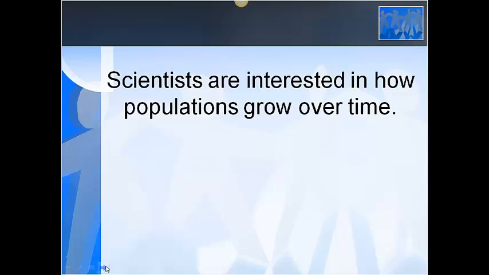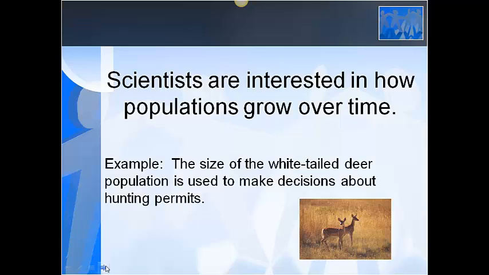What we are interested in in this class is how populations grow over time. So you don't need to write this down, but this is the direction we're going to take in class, to see how these populations can change over time. For example, the size of the white-tailed deer population is used to make decisions about hunting permits. There's probably a lot of you out there that are interested in hunting or have gone hunting before, or just know about hunting season in Minnesota.